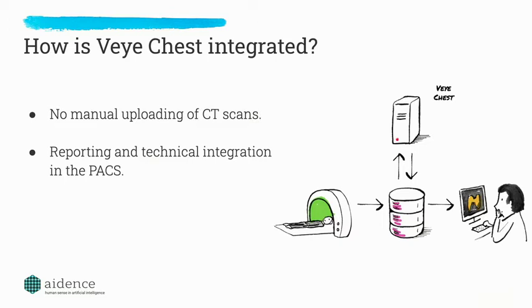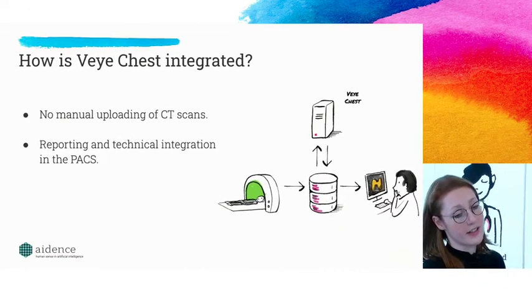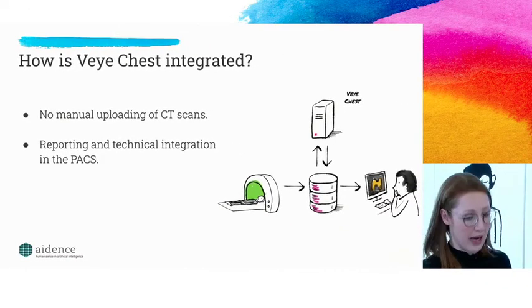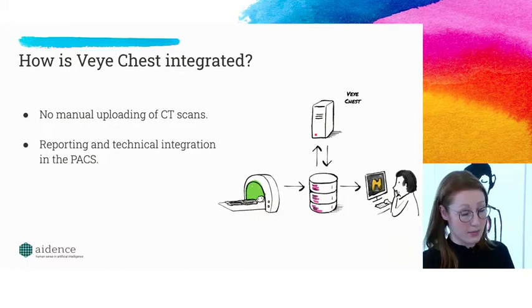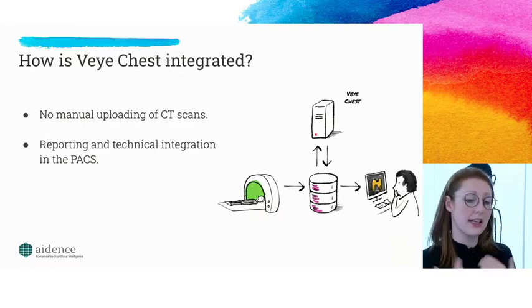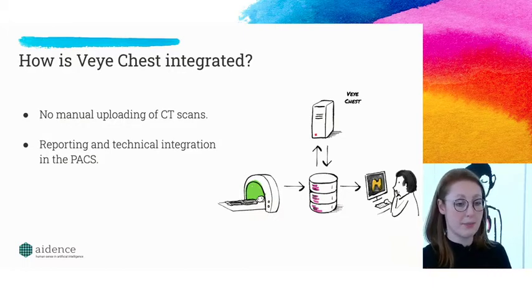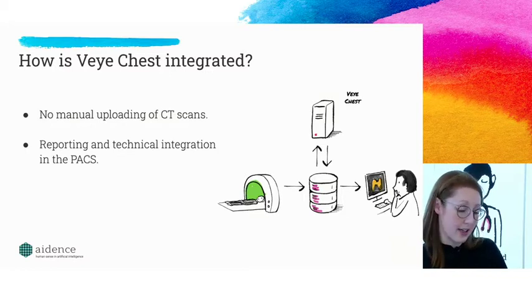So it's fully integrated in PACS, and on this slide, I don't know if you can see my cursor, it shows the CT scanner where the patient gets the scan. Once it's acquired, the scan is sent to the PACS system, and Veye Chest communicates directly with PACS. It's all done automatically, constantly querying and retrieving new scans that need to be analysed.